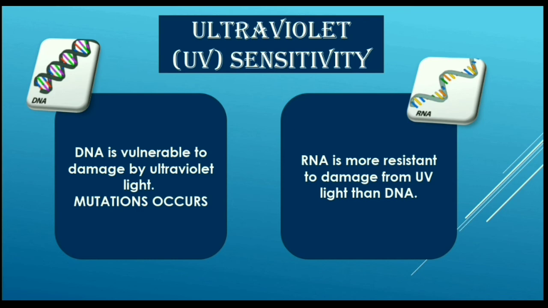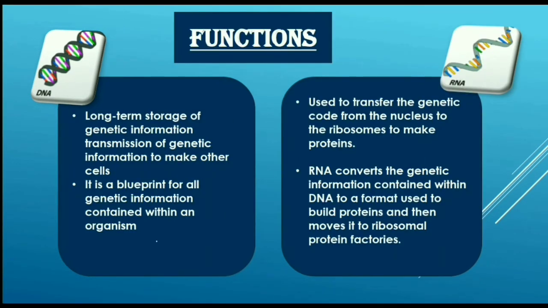DNA consists of genetic information, while RNA uses this information from the DNA to make protein. RNA has three types: messenger RNA, ribosomal RNA, and transfer RNA. If I talk about the sequence, first is messenger, then transfer, and then ribosomal RNA. Messenger RNA has a different location than transfer RNA, and the same goes for ribosomal RNA. Each type of RNA has a different location and a different function.